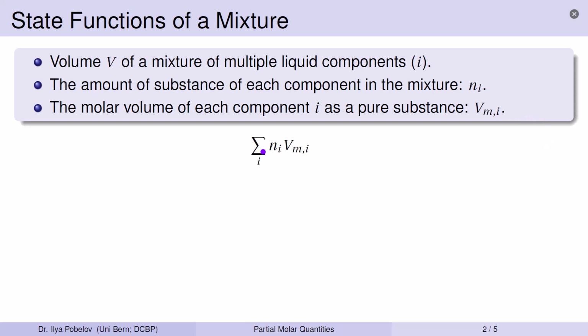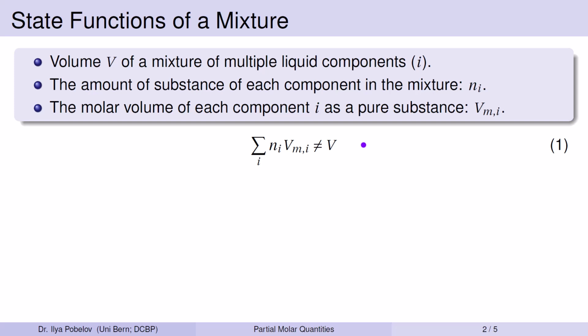If we were to calculate the total volume by multiplying the molar volume of each component with its respective amount and then summing everything together, the resulting volume would not match the actual volume of the mixture. So, what's the reason behind this discrepancy?